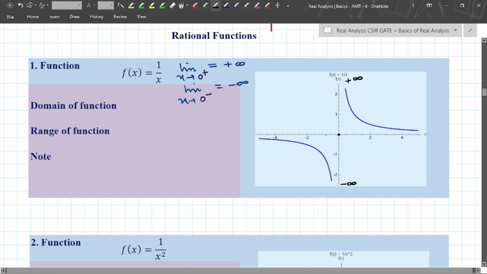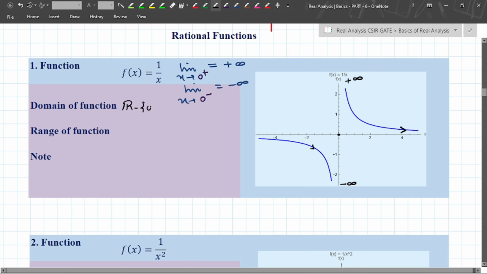The same thing is here. It is called a hyperbolic kind of function. It is strictly monotonically decreasing. Whatever the value is, it is getting decreased, and here it is also getting decreased. So this is the case here, and the domain of this is what?